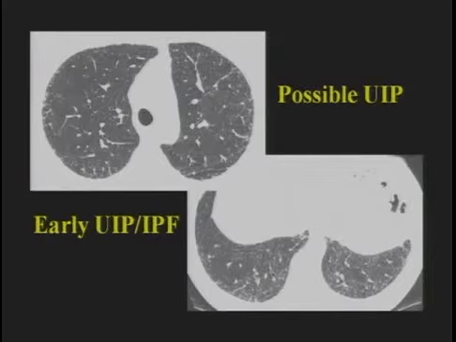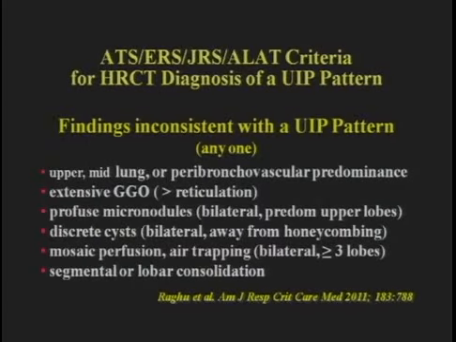This was early UIP IPF. Now, what are the inconsistent findings? What are the findings that tend to rule someone out? Well, these are findings that tend to go with some other disease. An upper mid-lung or peribronchovascular predominance. That's not what you see with UIP.